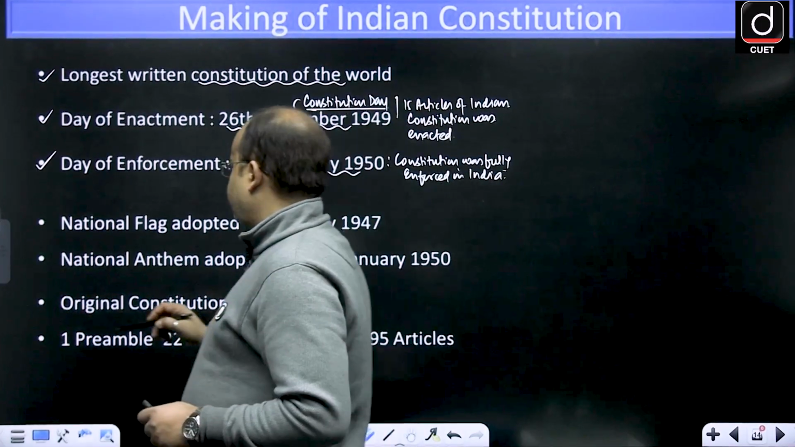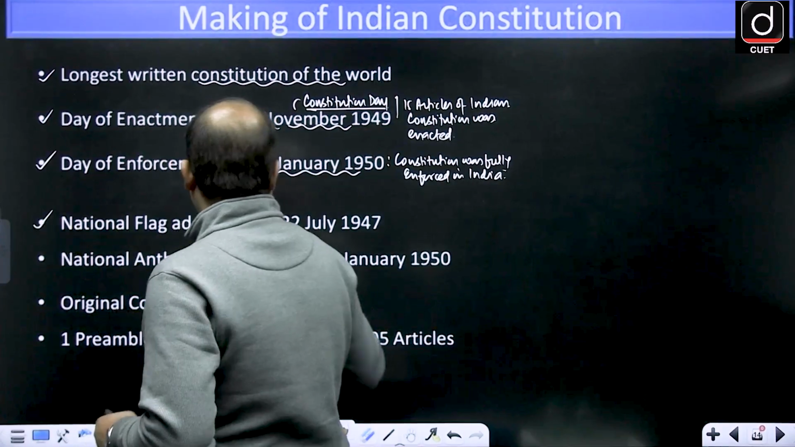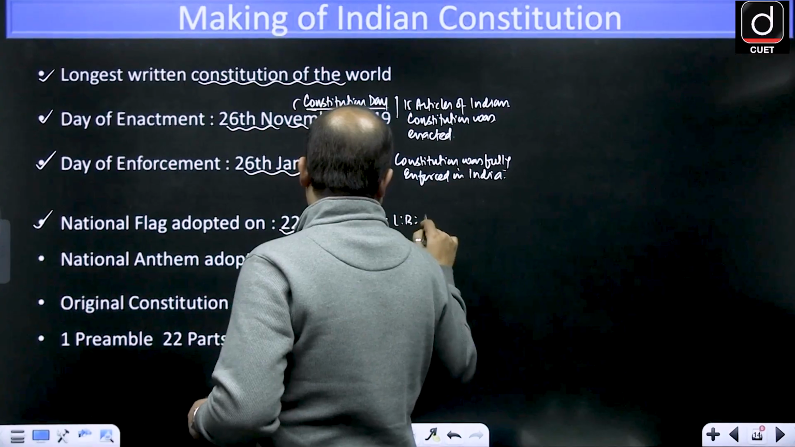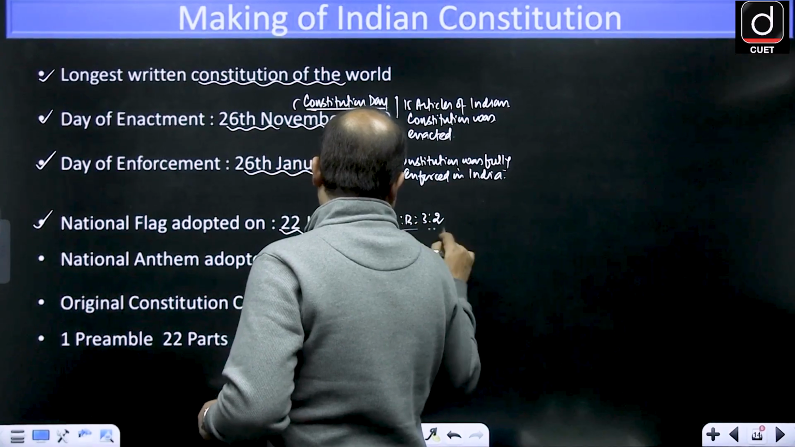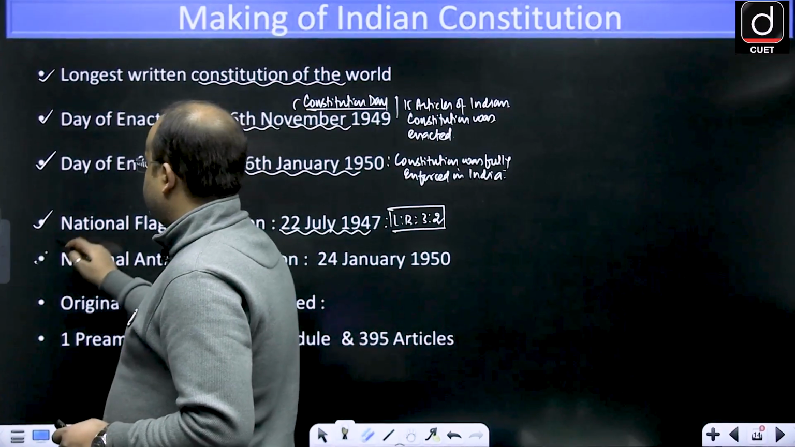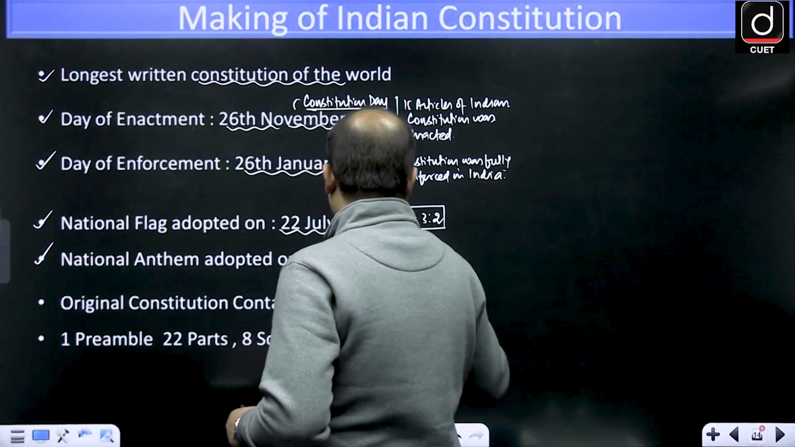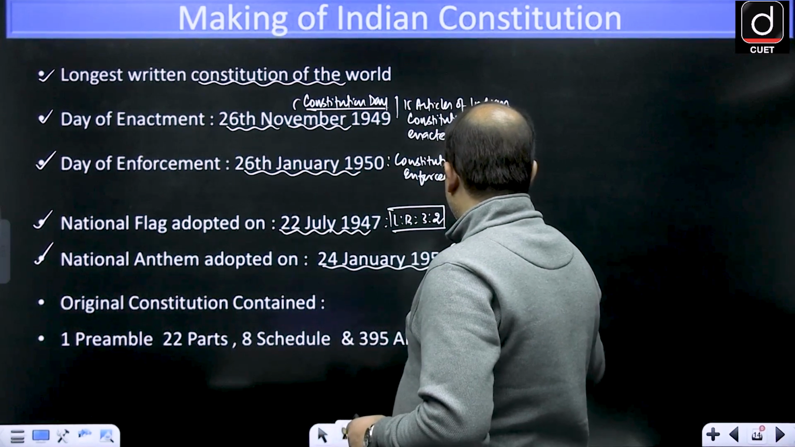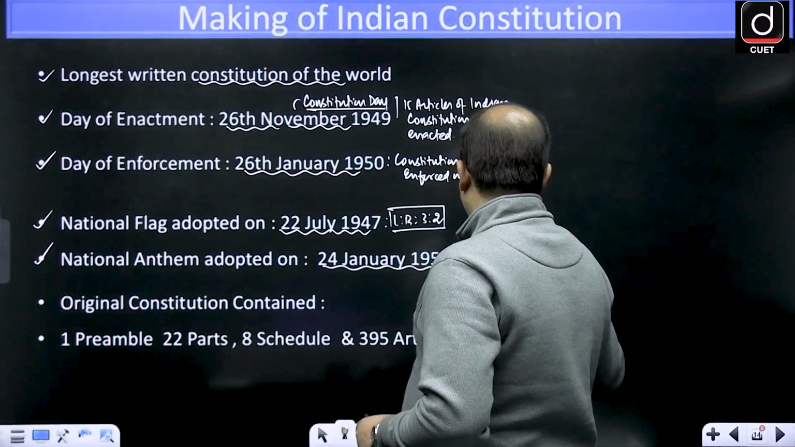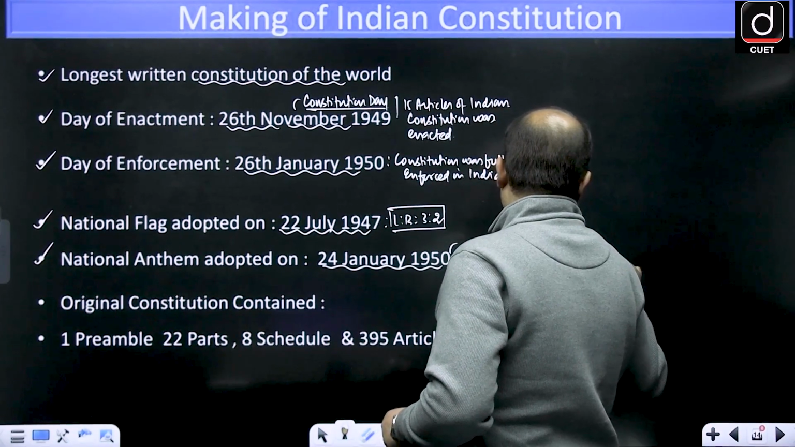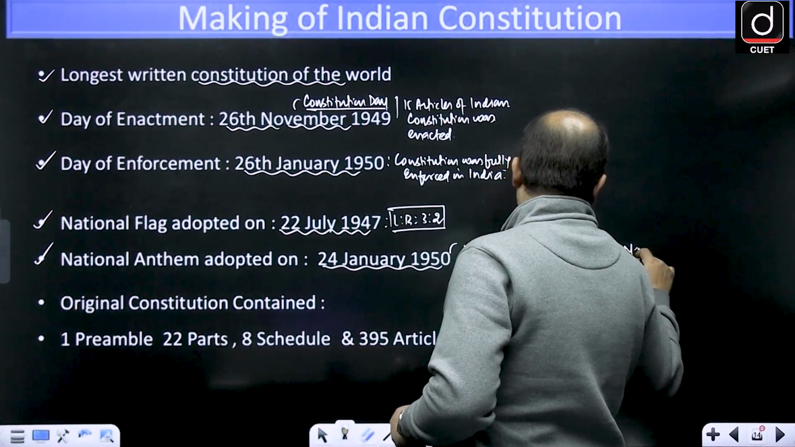Now, the national flag was adopted on 22nd July 1947, and the ratio of length to breadth is 3:2. The national anthem was adopted on 24 July 1950, and it was written by Gurudev Rabindranath Tagore.